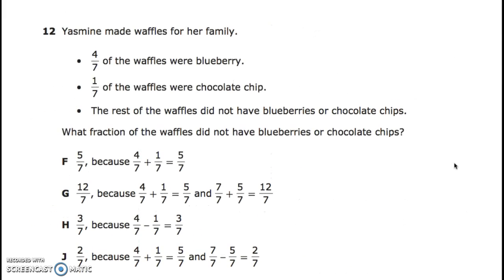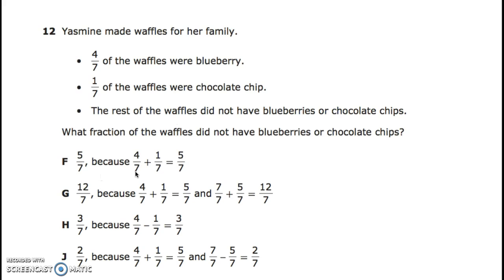Number 12. Yasmin made waffles for her family. 4/7 of the waffles were blueberry. 1/7 of the waffles were chocolate chip. The rest of the waffles did not have blueberries or chocolate chips. What fraction of the waffles did not have blueberries or chocolate chips?